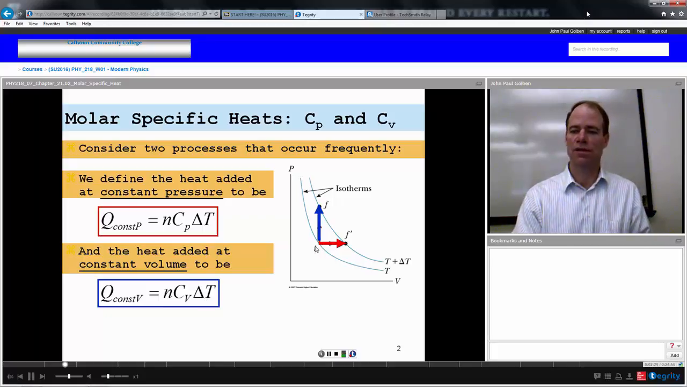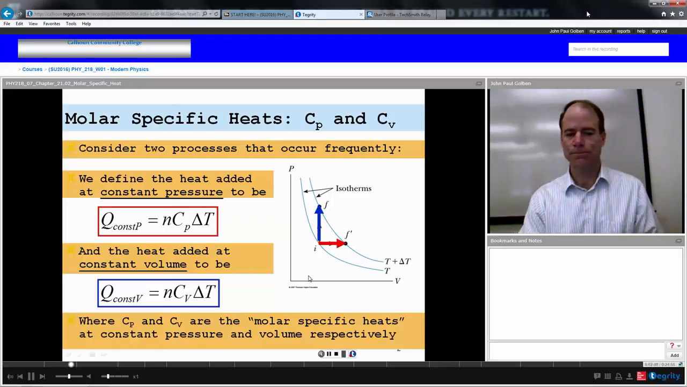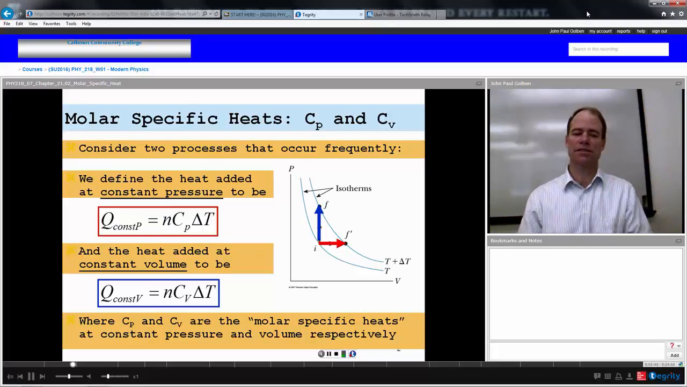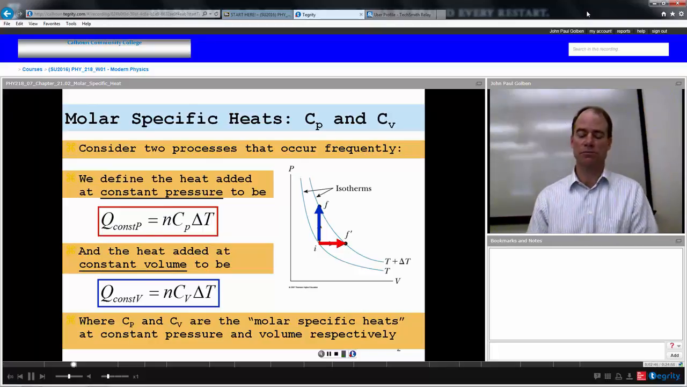So the red line is constant pressure as we're going from one state to the next, and the blue line is at constant volume as we go from the same state to the next state. These molar specific heats, C sub P and C sub V, are the molar specific heats at constant pressure and constant volume respectively, and they are definite values that we can calculate.